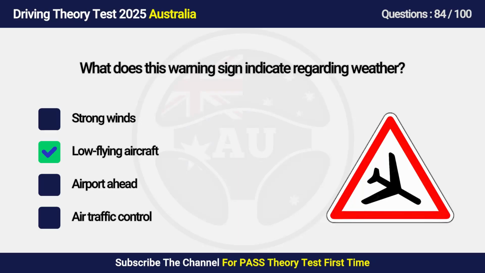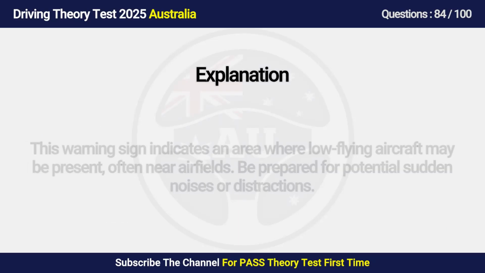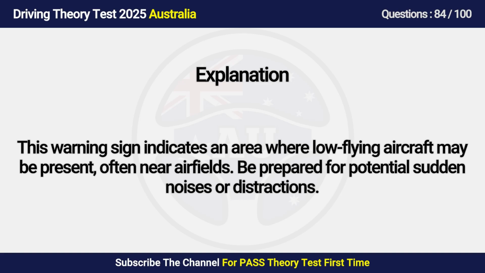Answer is B, low-flying aircraft. This warning sign indicates an area where low-flying aircraft may be present, often near airfields. Be prepared for potential sudden noises or distractions.